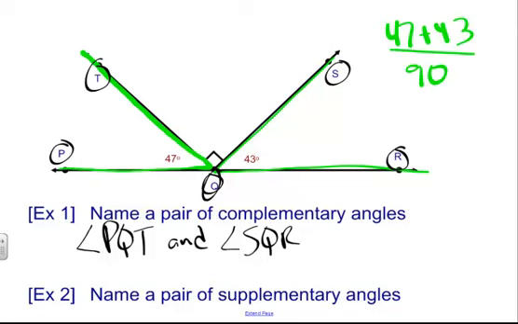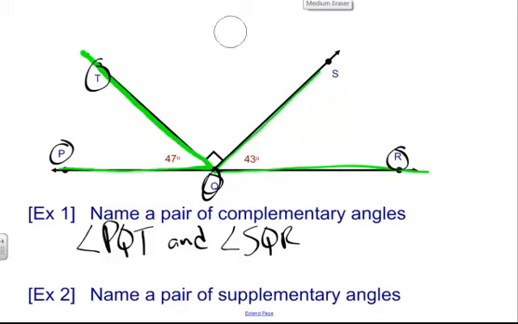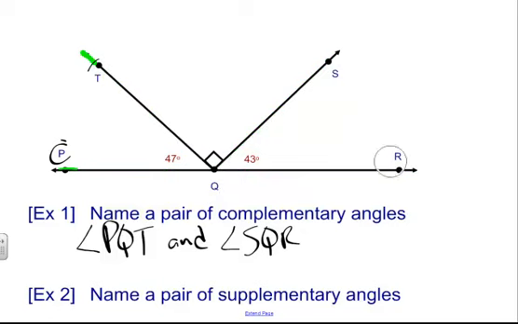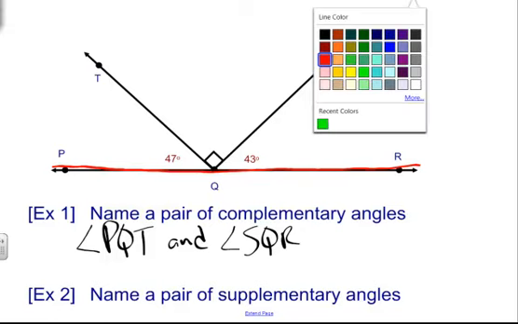All right, now number two, we have to name a pair of supplementary angles. So let's do that. Supplementary angles add up to 180 degrees. So if I'm looking here, I need to find ones that add up to 180. Well, this right here, isn't this a straight line? Any straight line, this is important, any straight line is 180 degrees. So I need two angles that add up to that. And this is going to be tough to visualize, but do your best.